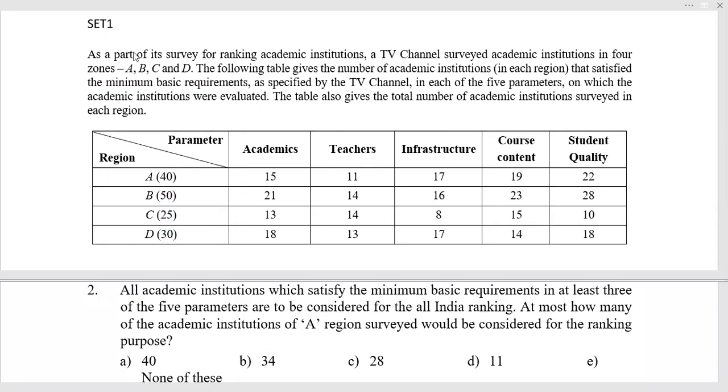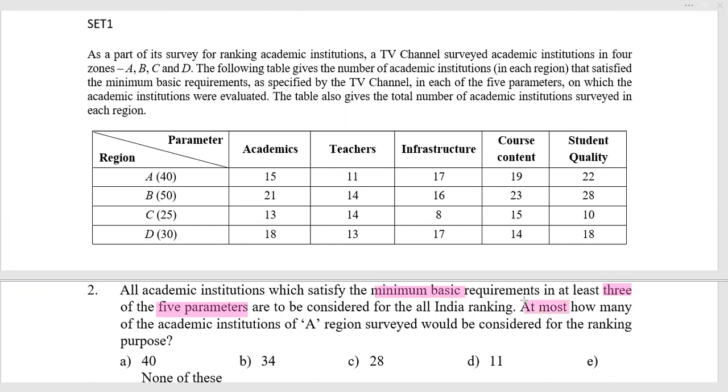Now let us check the second question. All academic institutions which satisfy the minimum basic requirement in at least three of the five parameters are to be considered for all India ranking. That means if three parameters are satisfied, it should be considered for all India ranking. Four parameters, also all India ranking. Five parameters, also all India ranking. Means a minimum of three parameters satisfied, so it should be all India ranking.